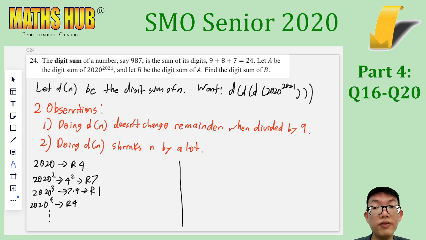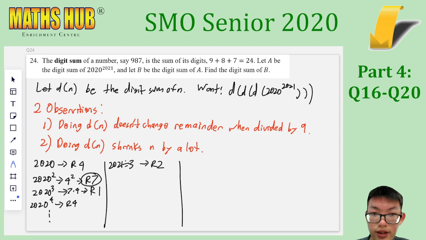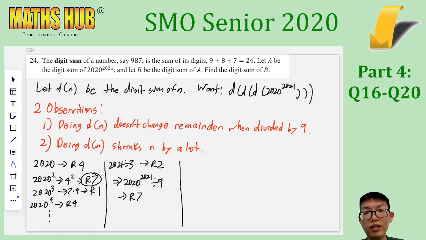And so, all the way to the 2021st power, what would the remainder be? Well, it repeats every 3 times. So 2021 divided by 3 gives you a remainder of 2, and so it would be the second term in the sequence. The remainder will be 7. So 2020 to the 2021 divided by 9 gives you a remainder of 7. So what does that tell us? Well, it could be your final answer is 7. Your final answer could be 7 plus 9, which is 16. It could be 16 plus 9, which is 25. There are still lots of possibilities.